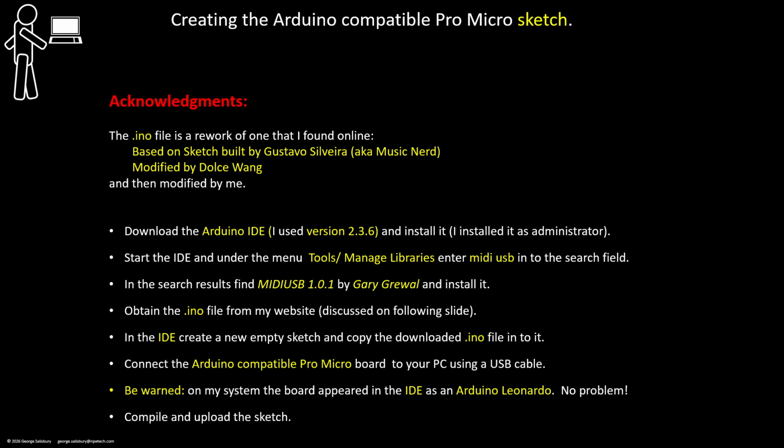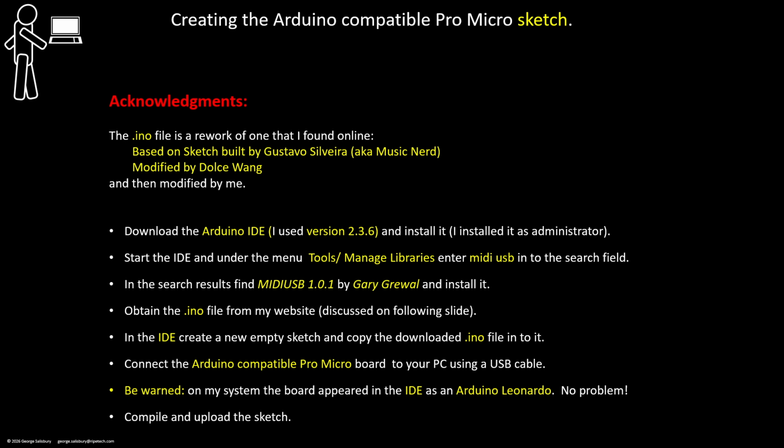I downloaded the Arduino IDE. I happen to use version 2.3.6. It's not the most recent; I think it's one out of date at the moment. I installed it as an administrator. I then started the IDE, and under the menu Tools, Manage Libraries, I entered in the search field MIDI USB. In the search results, I found MIDI USB 1.01 by Gary Graywell. I installed it. I got the .ino file from my website.